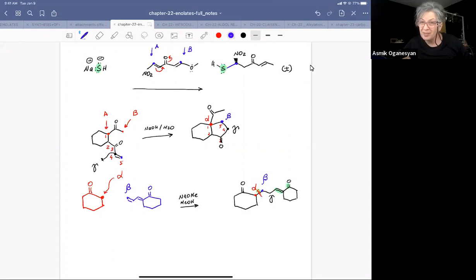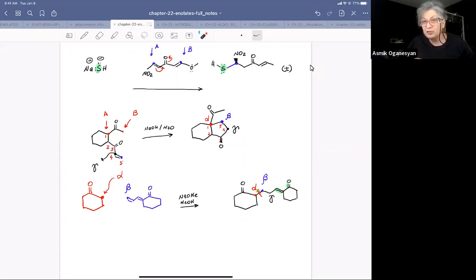Another really good tip for you guys to recognize the Michael addition product is that the distance between two carbonyl carbons, if you had an enolate and the enone react, is always going to be an odd number of carbons. So that is your Michael addition reaction.